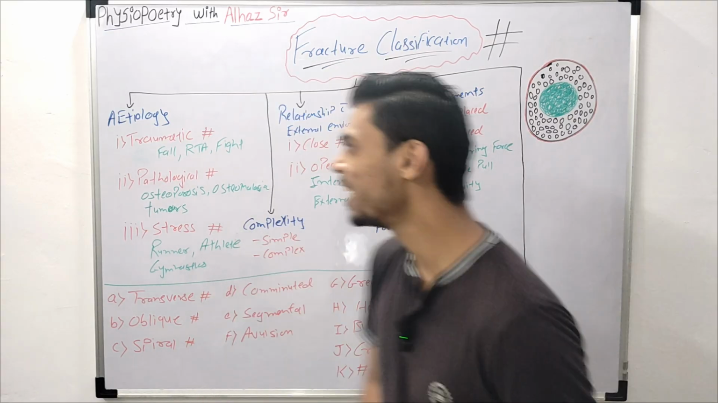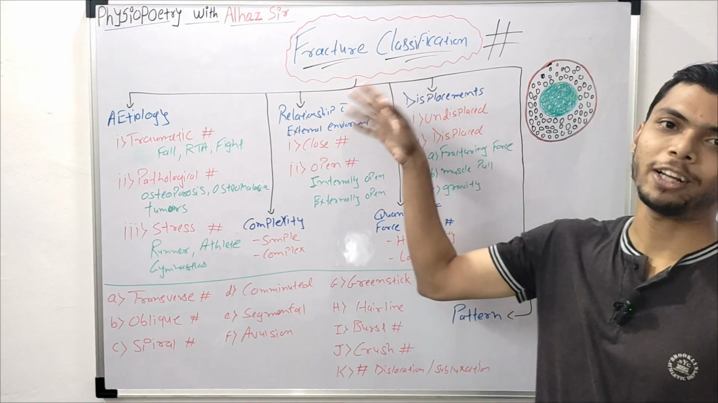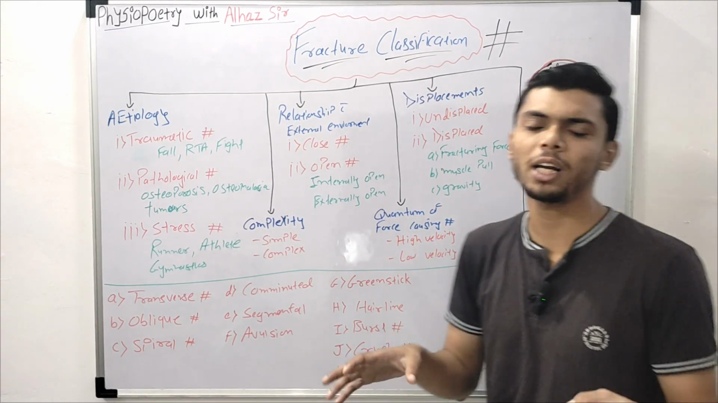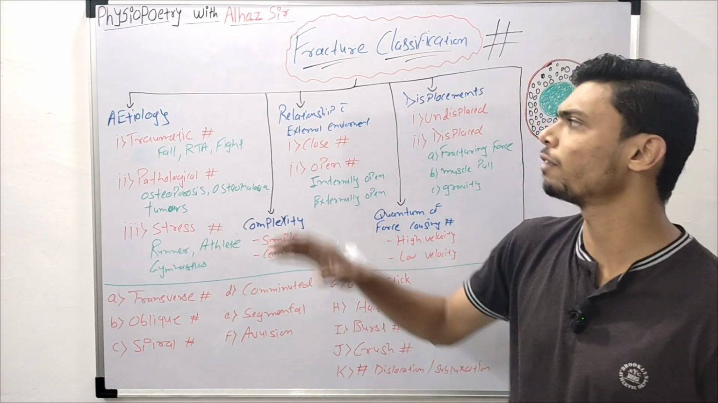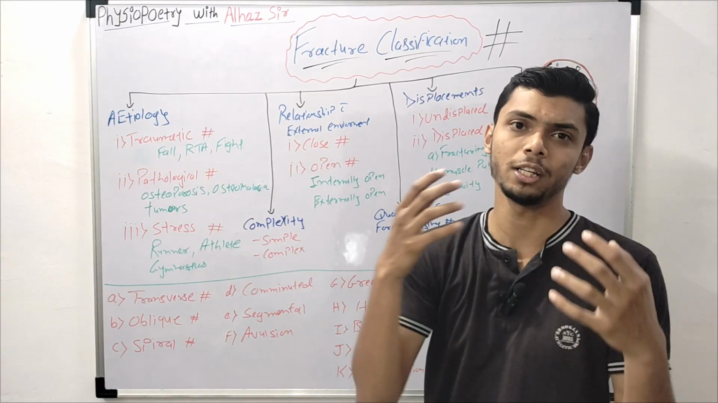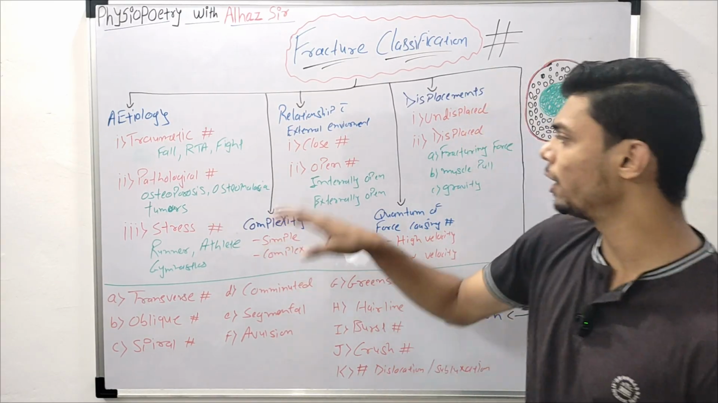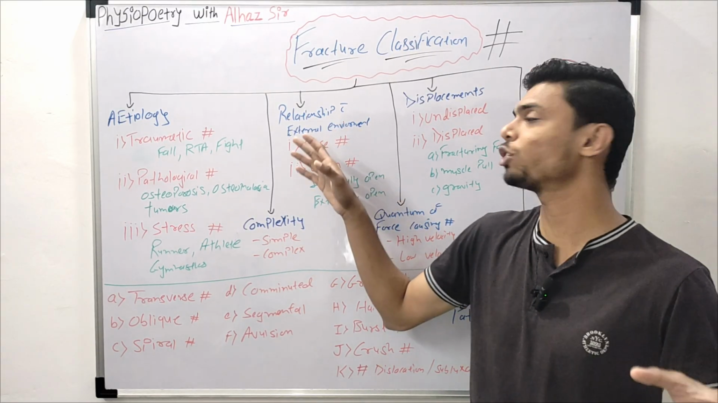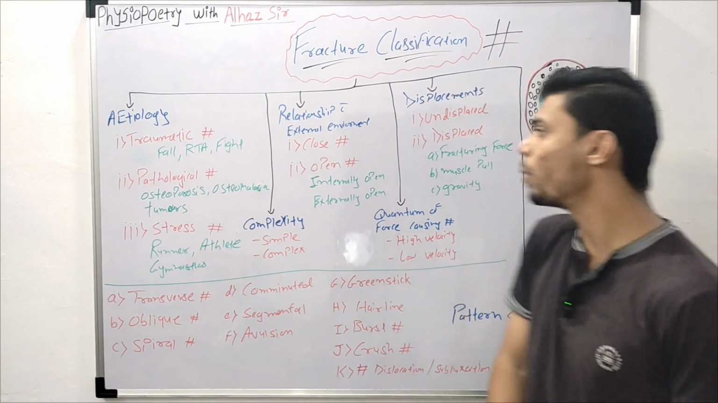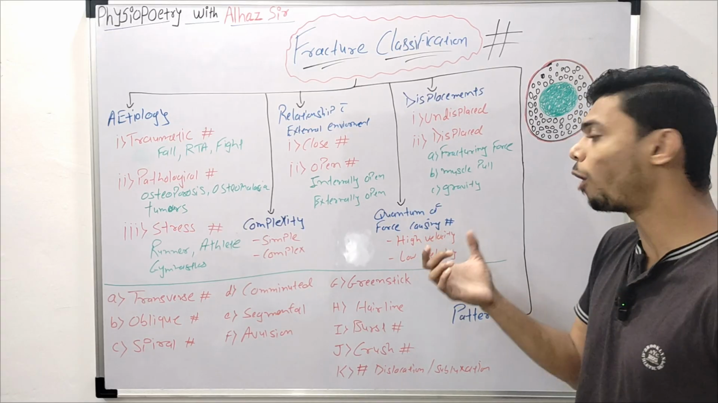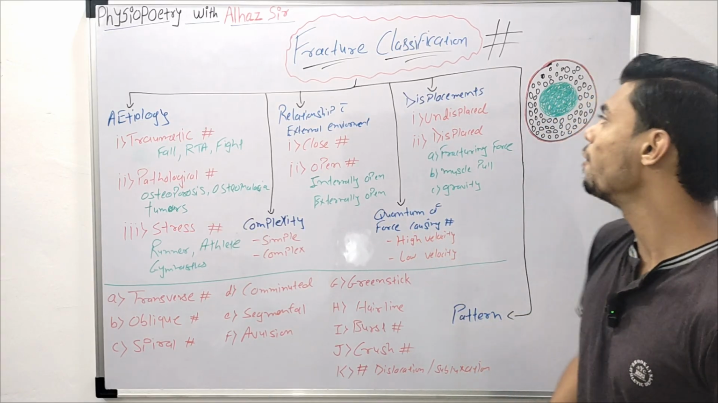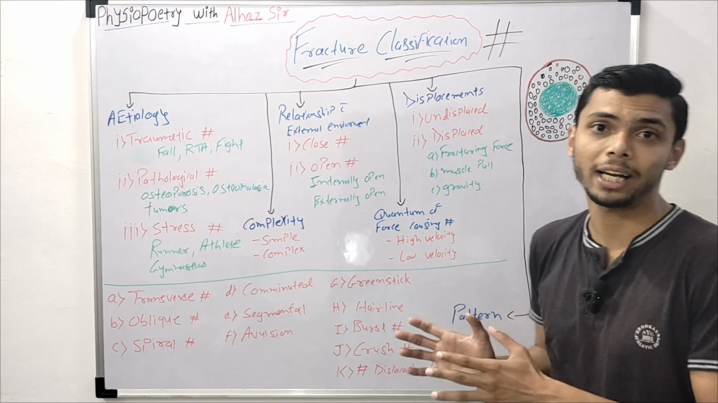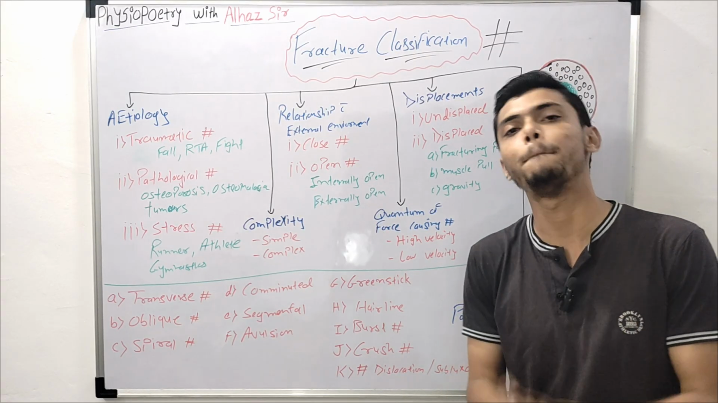So let's begin. As I have said, a fracture is a break in the continuity of a bone, and a fracture can be classified in multiple ways. We can classify according to the etiology, how it has been caused. We can classify by the complexity. We can classify by the fracture's relationship with the external environment. We can classify by the quantum of force causing the fracture, according to the displacement, and according to the pattern.